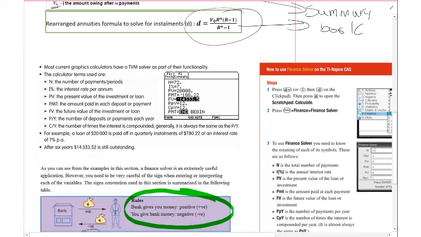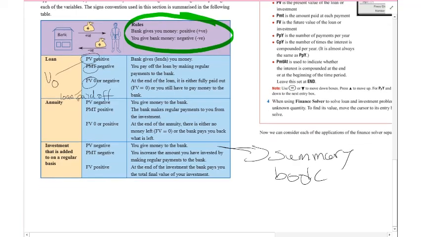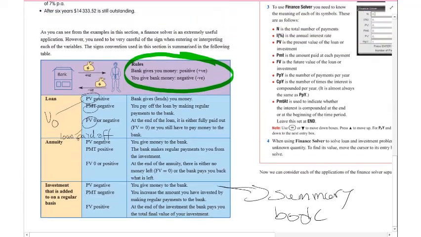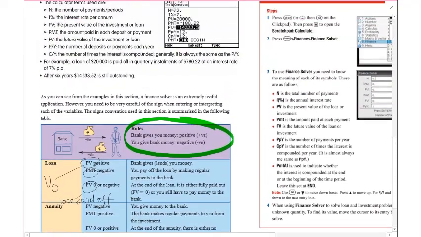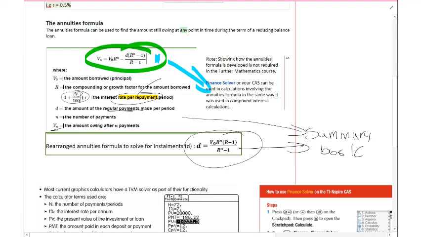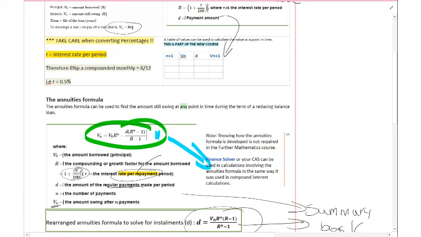We can also do some of that stuff on Finance Solver. The rules we need to make sure we're following when we're talking about payments and all that sort of stuff, especially when we're talking about Finance Solver, and what you can put in your summary book. But that was what I did before.